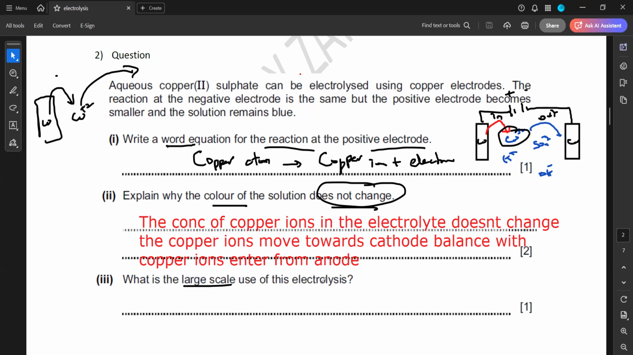And what is the large scale use of this electrolysis? You can see this can be used to purify copper. So this is used for purification of copper, or extraction of copper, you can also say.